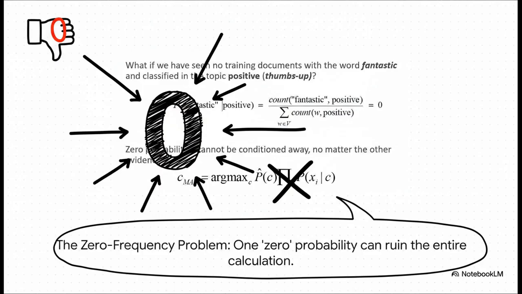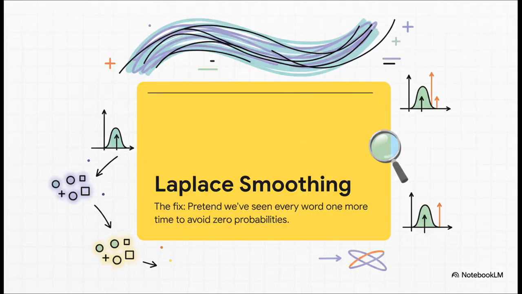One 0 ruins everything. The solution is a really elegant little trick called Laplace Smoothing. It's also called add-one smoothing. All we do is we just pretend. We pretend we've seen every single word in our entire vocabulary at least one extra time. By adding 1 to all the counts, we make sure that no probability can ever be exactly 0. And just like that, our calculation is saved.